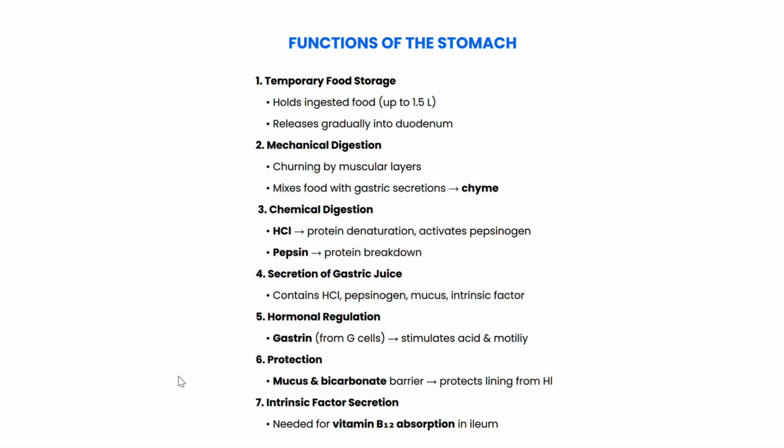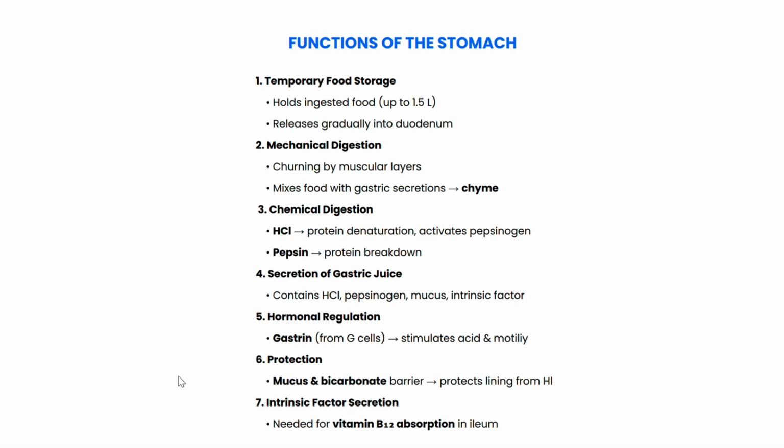In addition, the stomach secretes gastric juice, a powerful combination of HCl, mucus, pepsinogen, and something very important called intrinsic factor. Speaking of which, the stomach also plays a key role in hormonal control. The hormone gastrin, secreted by G cells, stimulates acid production and enhances the stomach's muscular activity, preparing it for the digestion process.